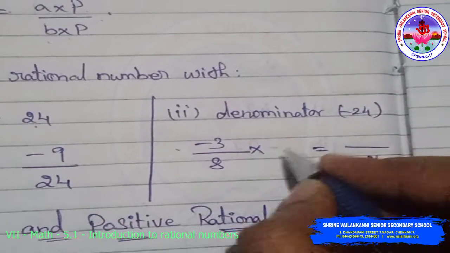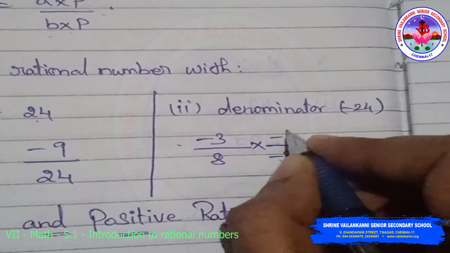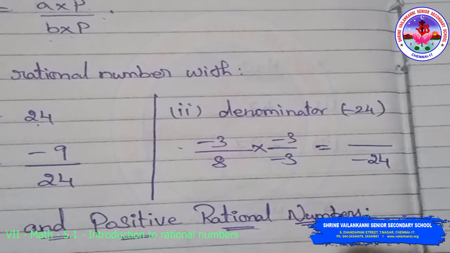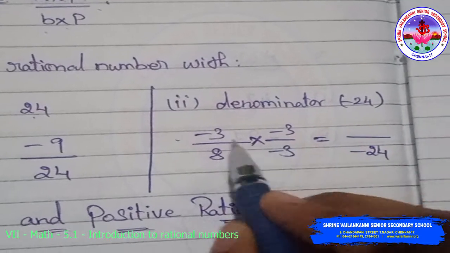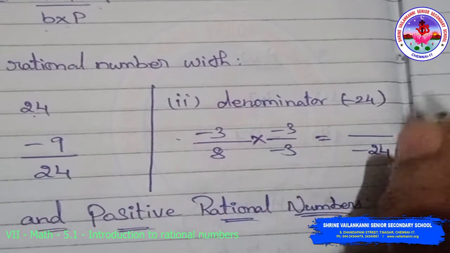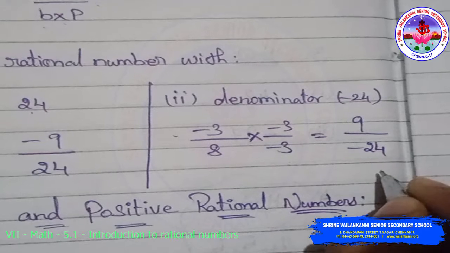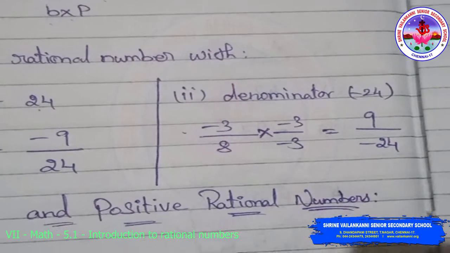So you can multiply negative 3 on both the numerator and the denominator. Here, negative into negative is positive. So we get 9 by negative 24.